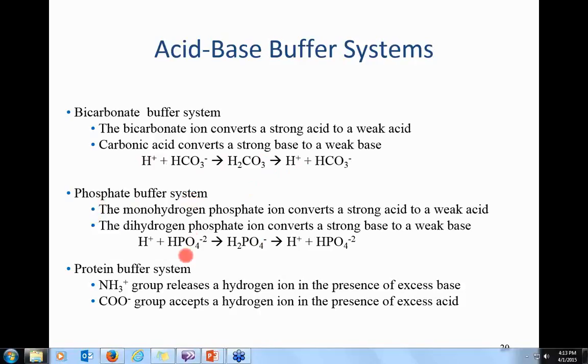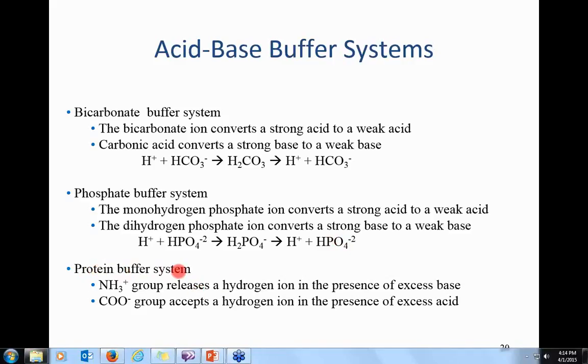Phosphate buffering system. Hydrogen ion can combine with the monohydrogen phosphate ion, making dihydrogen phosphate ion, which is slightly acidic, and then that can break down to hydrogen ions and monohydrogen phosphate, which is slightly basic.